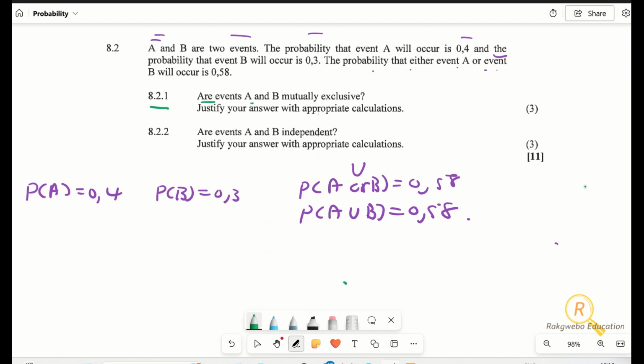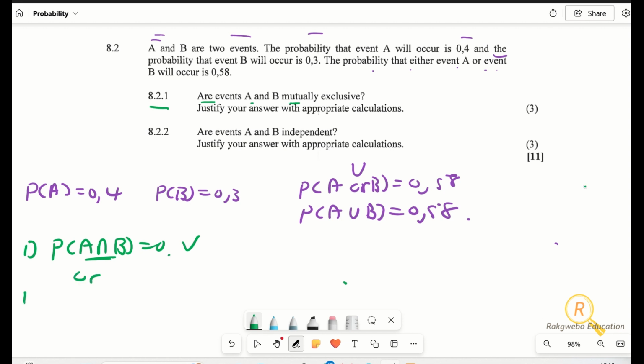8.2.1. Are events A and B mutually exclusive? Justify your answer with appropriate calculations. For you to prove that two events are mutually exclusive, you can prove this: the probability of A and B equals 0. If you're able to prove that the intersection of two events is 0, then you would have proven that the two events are mutually exclusive.